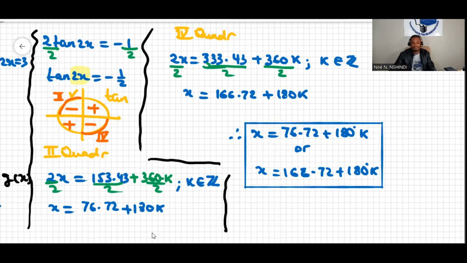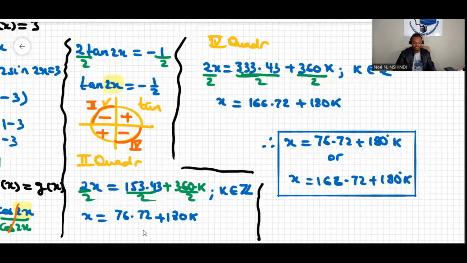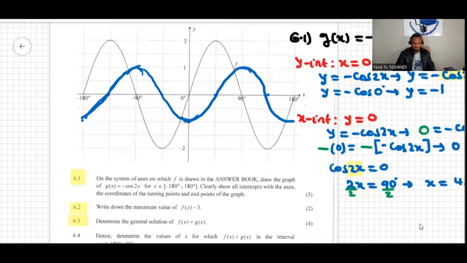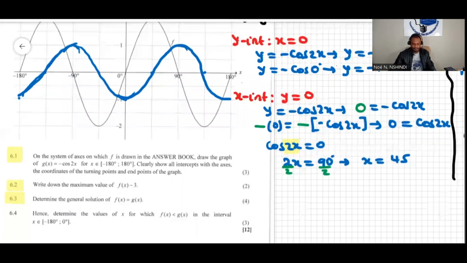Thank you. And then we have another question, question 6.4. The question says, hence determine the value of x for which f of x is lesser than g of x in the interval x elements of negative 180 to 0. Okay, so I'm going to move my board over here.